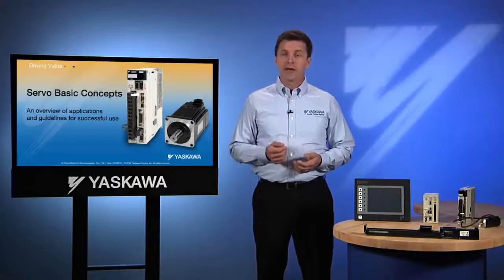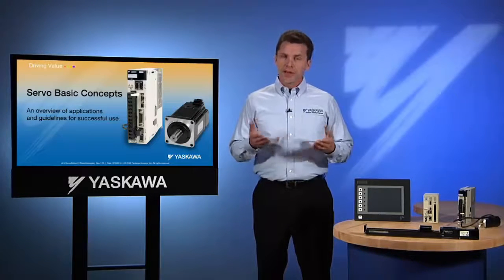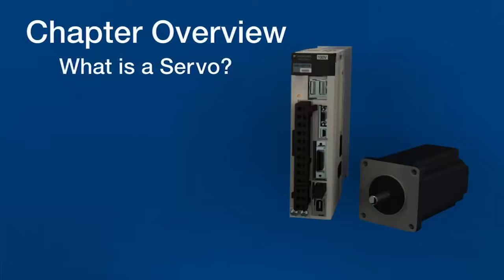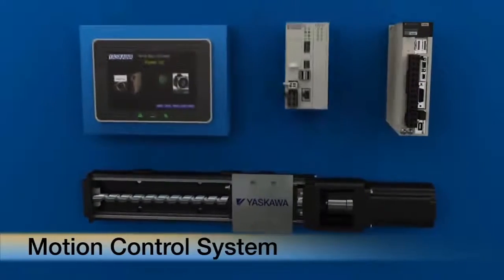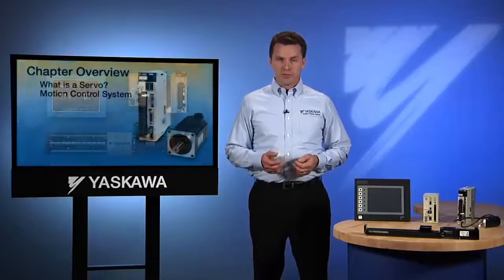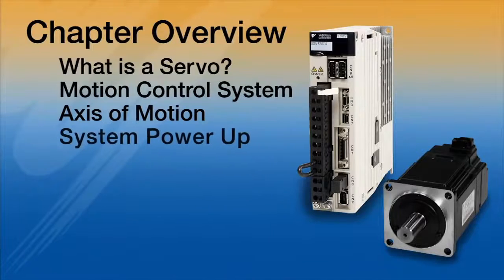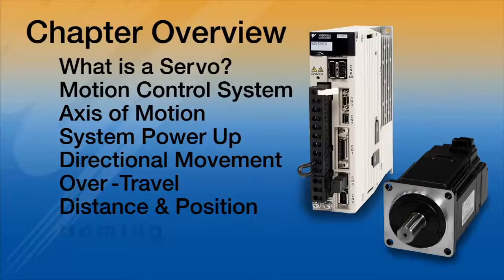And that's what you'll get out of this training program, a practical overview of AC servo systems and how they are used. We'll define what a servo is, examine its components, and explore how it works within a motion control system. We'll examine some of the most important concepts used when applying a servo, including axis of motion, system power-up, directional movement, over travel, distance and position, homing, and actuators.